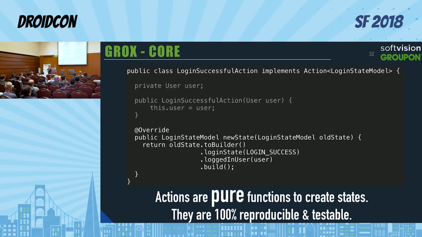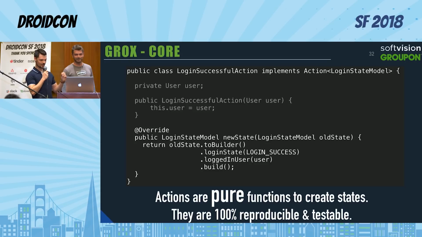So they don't depend on the network, they don't depend on the file system or the weather or the fire, right? They are 100% reproducible and they should be very testable, right? 100% testable. Next, I'll let Stéphane talk about the middlewares.